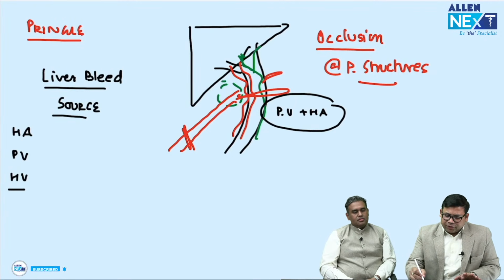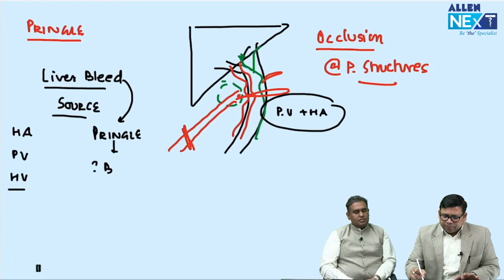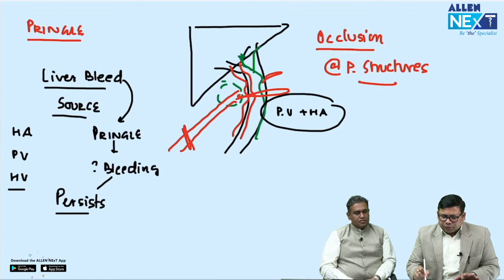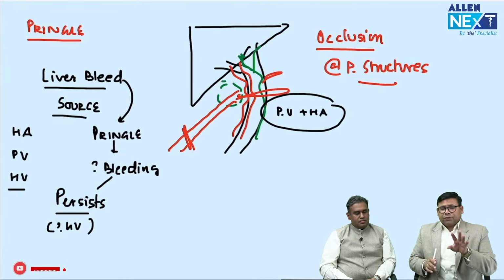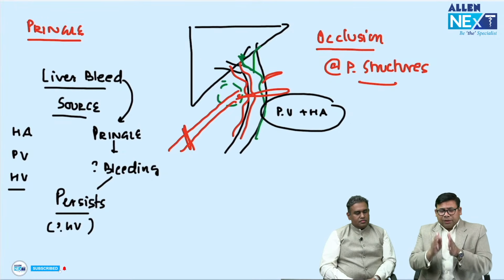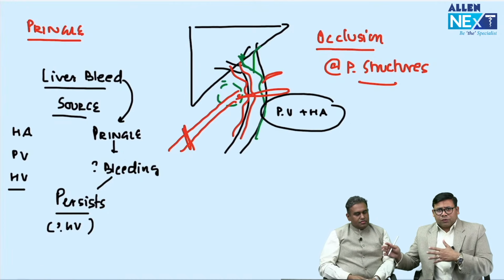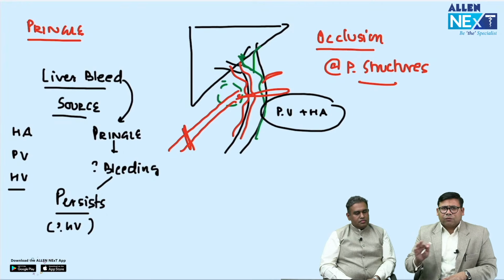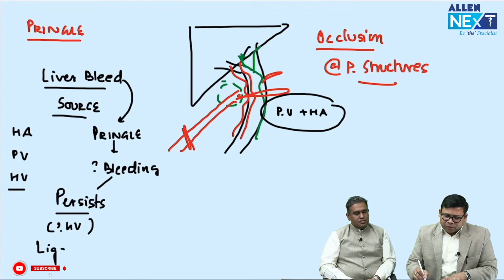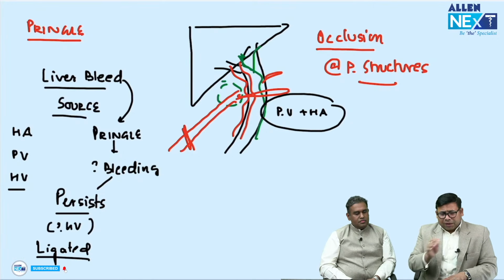So try to understand, whenever you have a liver bleed, perform the Pringle, and post Pringle check whether bleeding is present or not. If the bleeding persists, that means the bleeding was from the hepatic vein, and you ligate that side hepatic vein. You have three hepatic veins: the main, that is middle, right and left. You can ligate it, and there is a lot of collateralization that develops, so you don't have to worry about that. So the hepatic vein is quickly ligated.